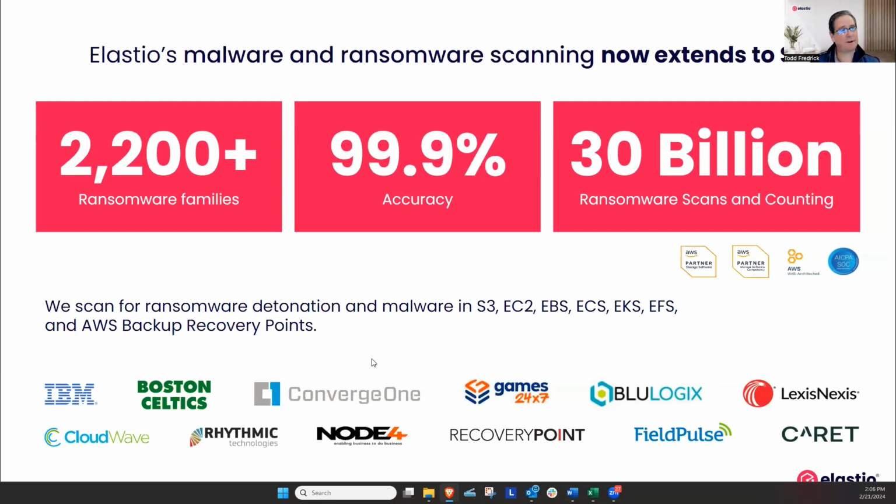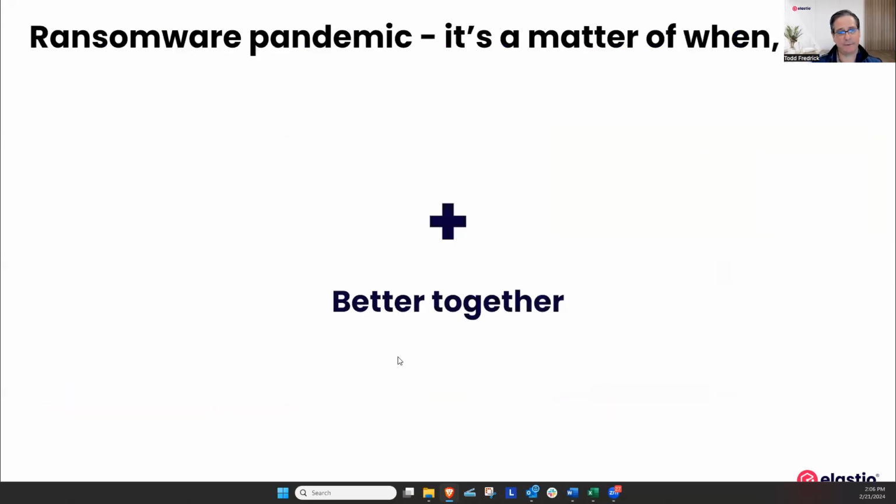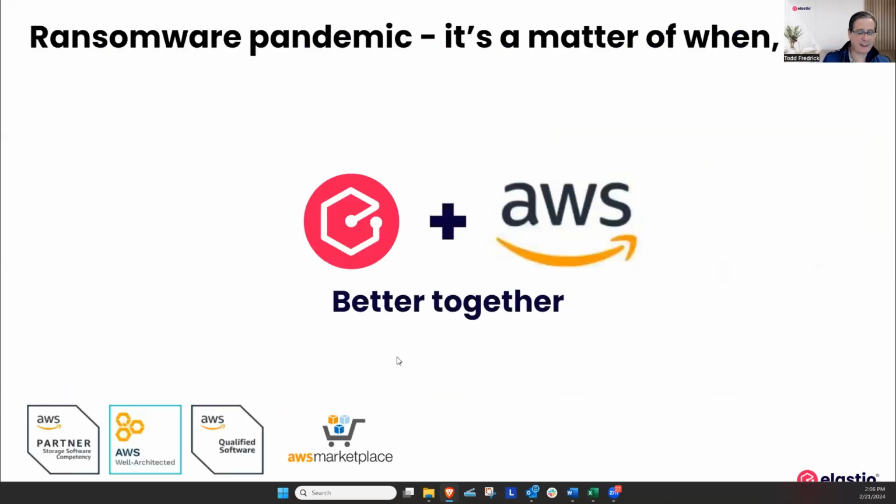We also offer, just so everybody knows, scanning protection. In addition to S3, we can help scan and detect instances in EC2, EBS, EKS, and EFS, as well as AWS Backup and their recovery points. About 6 months ago, AWS and Elastio announced an integration of our ransomware detection and scanning engine for AWS Backup.